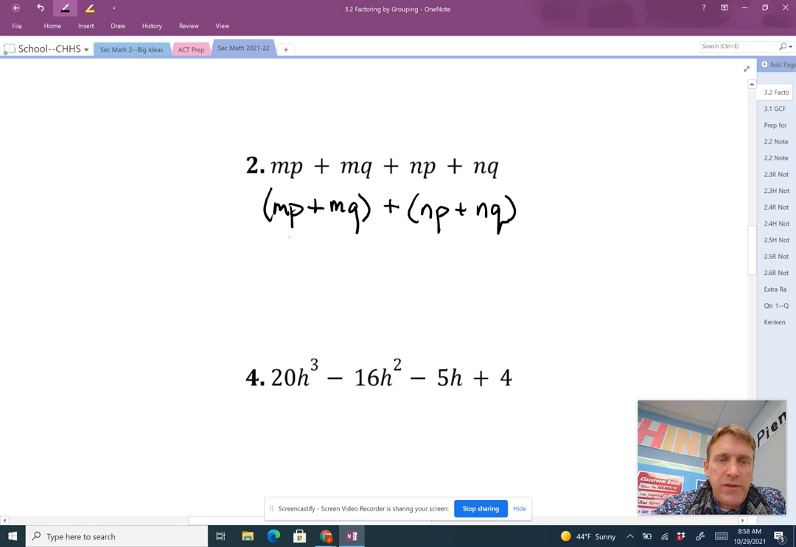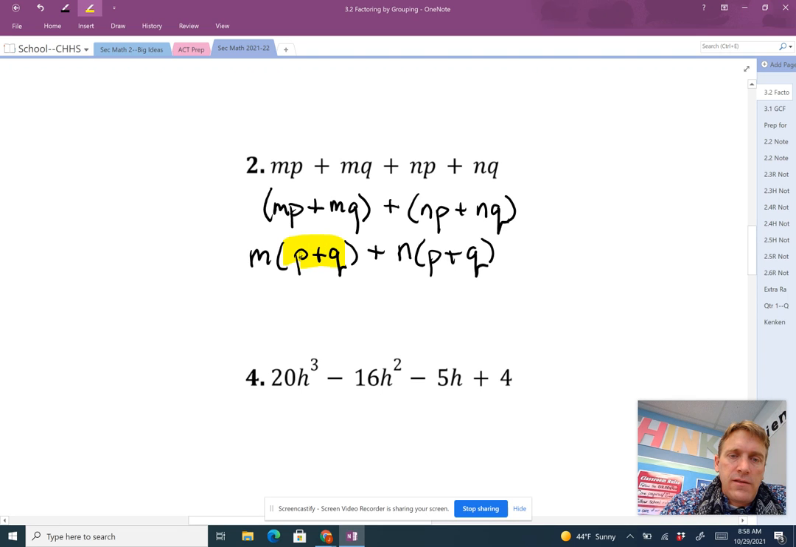For the first set of parentheses, what they have in common is an M. So I take out the M, and I'm left with P plus Q. And on the second set of parentheses, what they have in common is an N. And so I take the N, and that's P plus Q. And then I notice that they both have this P plus Q in common. So that then is the common binomial, the common factor. And I take it out, P plus Q.